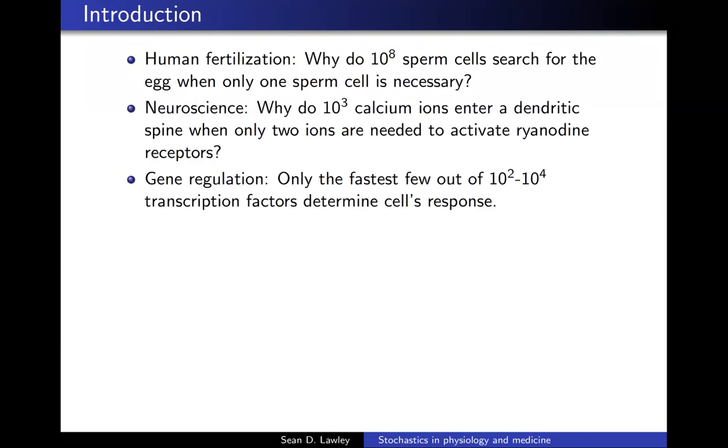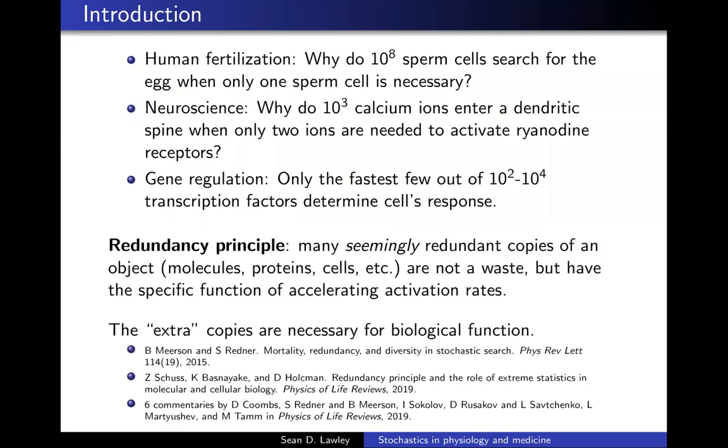For sake of time, I won't discuss those too much, but the point is that there is a variety of scenarios and systems in cell biology in particular, where you have a great discrepancy between a very large number of what you call searchers, whether it's sperm cells or calcium ions or transcription factors. You have these moving objects. You can think of them as searching for a target. You have a large number of searchers, but what matters is only when the first searcher finds the target, or the first two, or something like that.